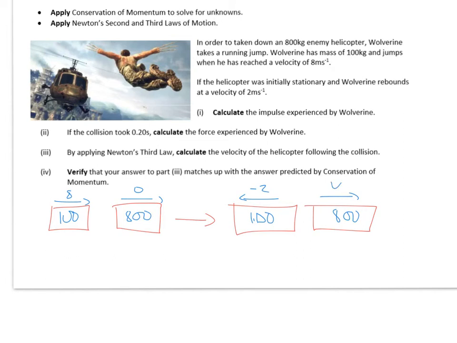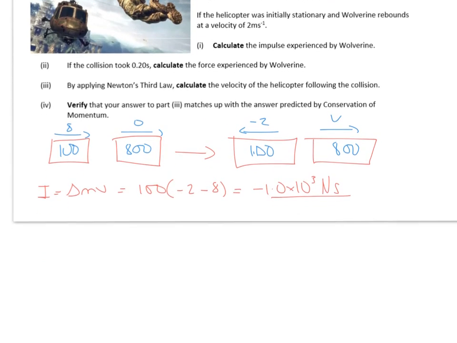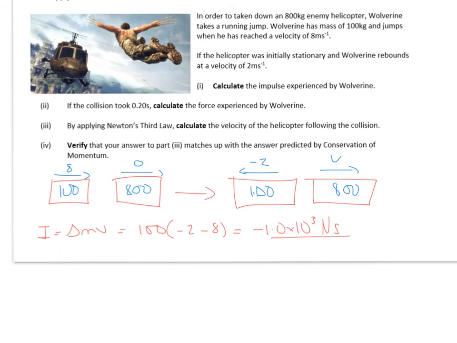So we want to essentially set it up like this. So we want to know the impulse experienced by Wolverine. So an impulse is a change in momentum. So that's going to be the mass times the change in velocity. So it's going to be -2, because it's always final minus initial, -8. So it's going to be essentially -1,000, so -1.0 times 10 to the 3 newton seconds. That's the impulse acted on Wolverine.